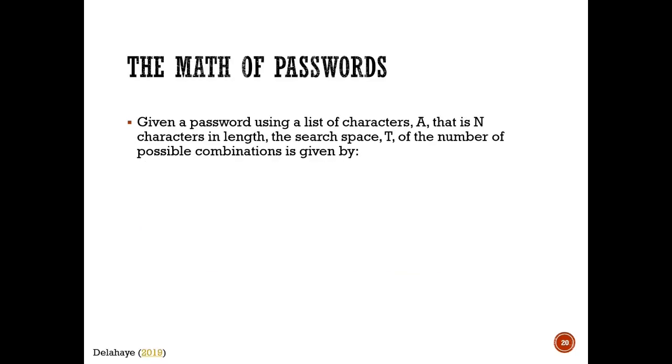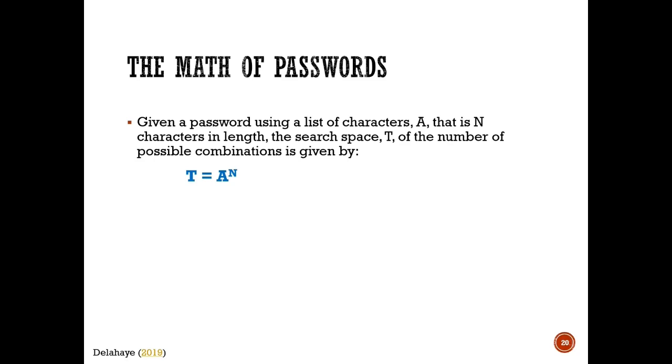Given the power of modern computers, passwords can be hacked by trying different combinations of characters until the computer hits on the right one. This is called a brute force attack. How long it takes to crack the password depends very much on the range of characters used, A, and the length of the password, N. The search space T, which represents the number of possible combinations based on A and N, is then given as T equals A to the power N.